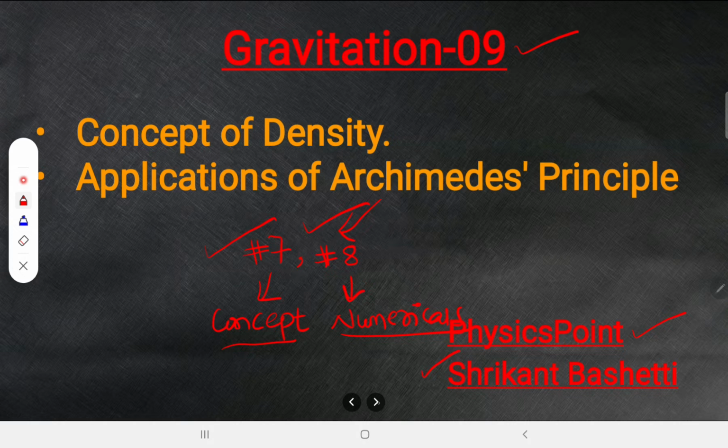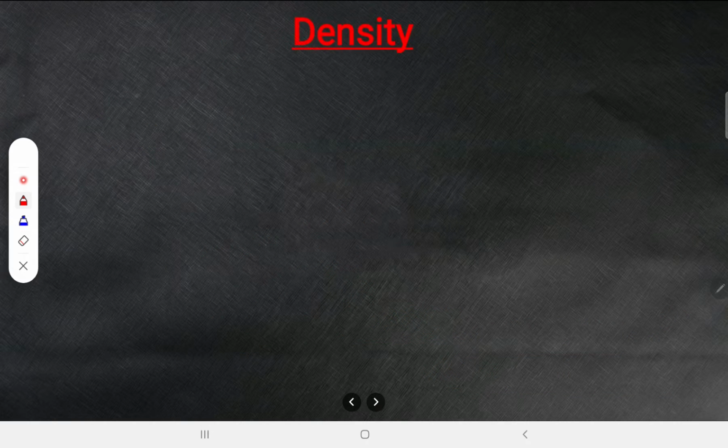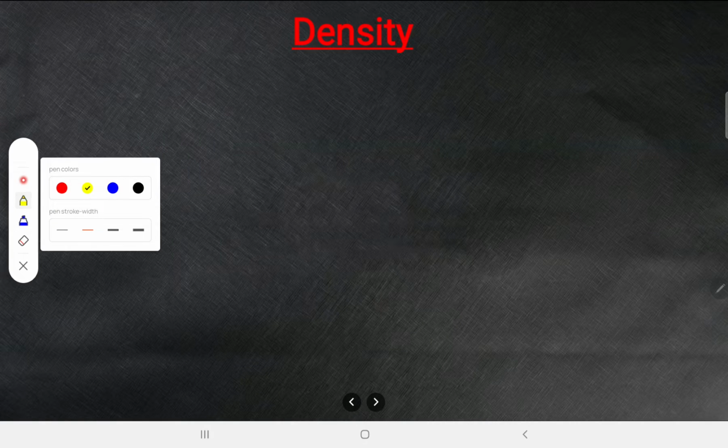The first thing is density. What is the meaning of density? We need to understand. Okay, the symbol for density is going to be rho. So this is known as rho. Let me write it here. This is rho. This is a Greek symbol.